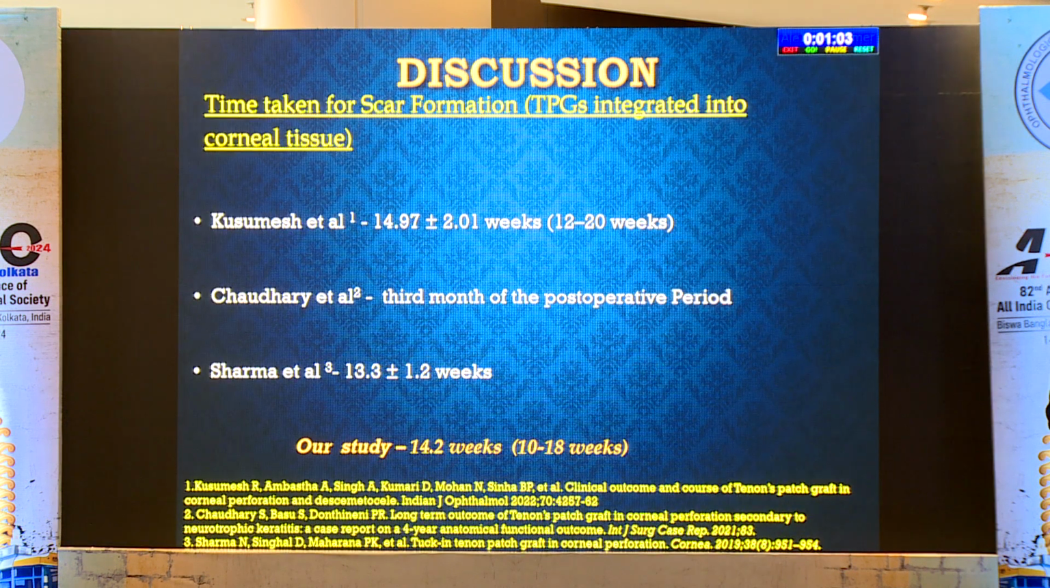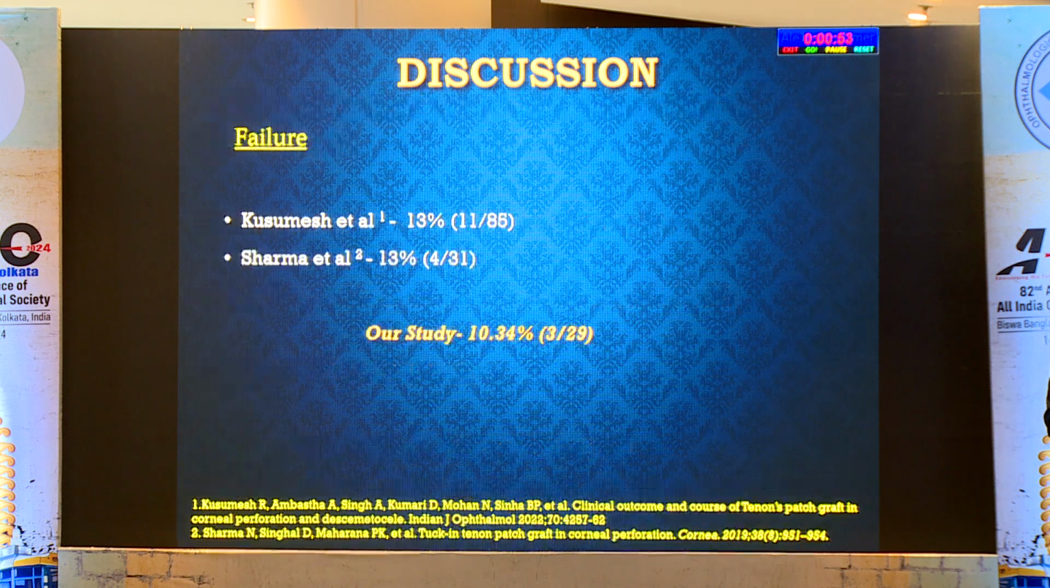Time taken for scar formation, that is, when the Tenon's patch graft is integrated into the corneal tissue, is about 12 to 20 weeks in other studies, while in our study it is around 10 to 18 weeks with a mean of 14 weeks. Failure was seen in 13% in other studies. In our study it is around 10%.